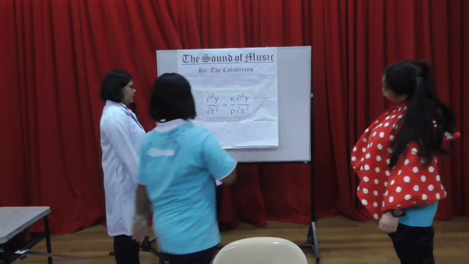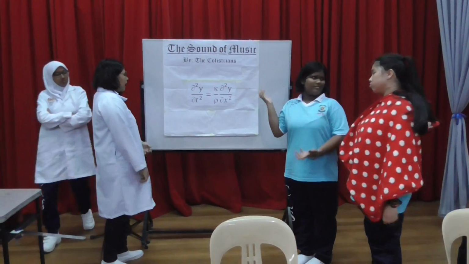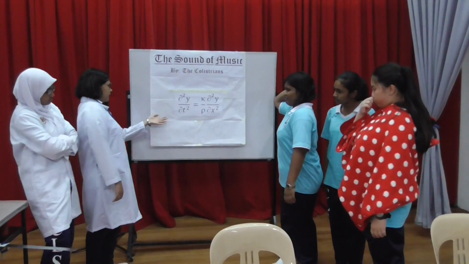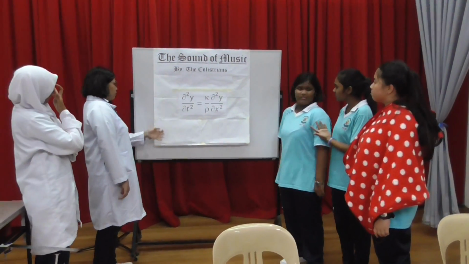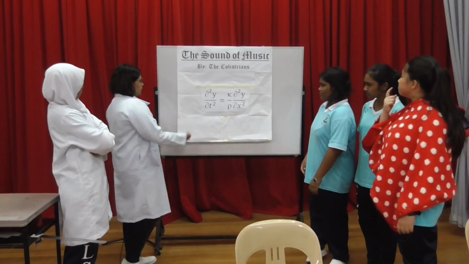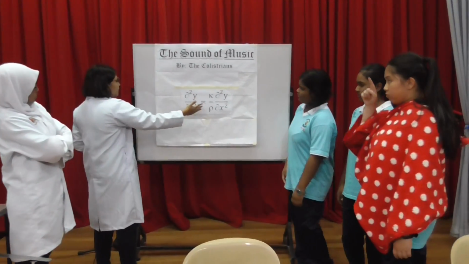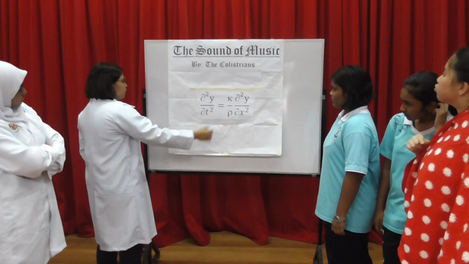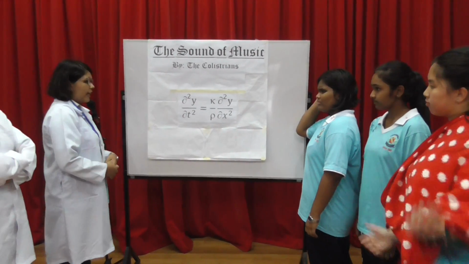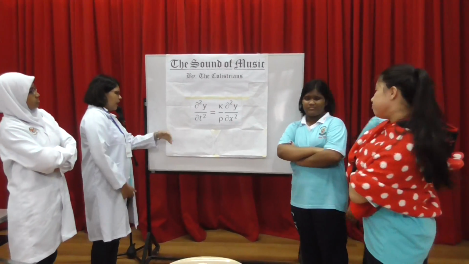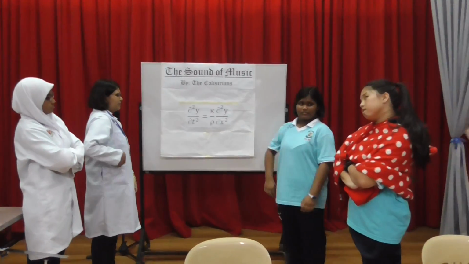Well, actually, sound waves in air are governed by this partial differential equation. The second partial derivative of y with respect to t is equal to kappa over rho times the second partial derivative of y with respect to x. Now, can anyone solve this equation? I will give you 10 seconds.